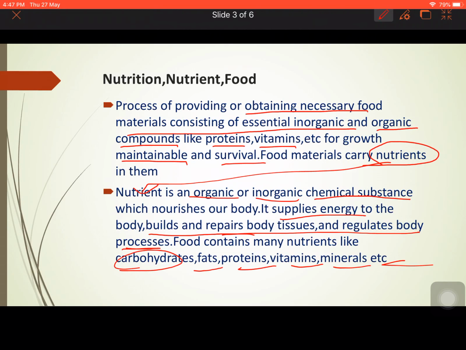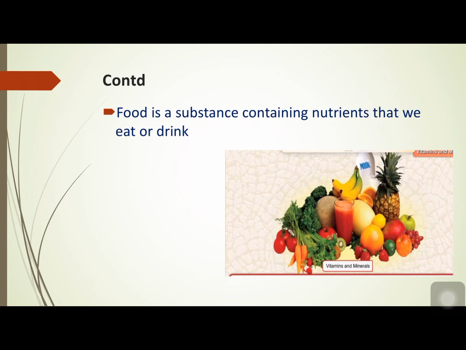So, what is a nutrient? It supplies energy to the body. It helps us build and repair our body tissues and regulate the body processes. Now, what is food? Let us see what food is. Food is a substance that contains the nutrients that we eat or drink. So, it is a substance which contains nutrients.